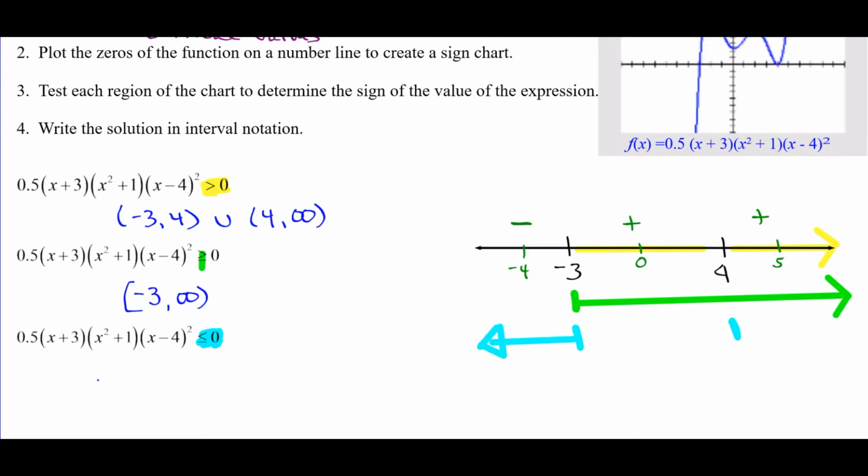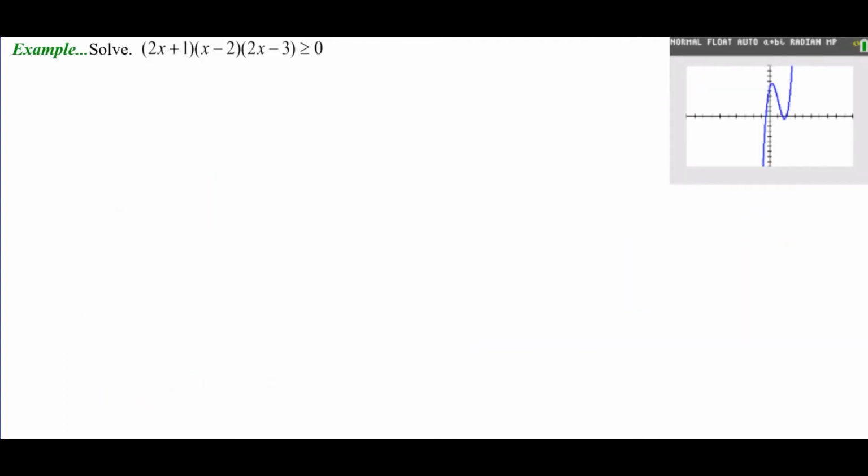So when I write this, we're going to say from -infinity to the -3, I'm going to include the -3 and x equals 4. All right, so we'll take a look at another example here. This one, again, is in factored form, which makes it easy for us to find our zeros, although we can always graph that, whether it's in factored form or polynomial form, and find the zeros that way.